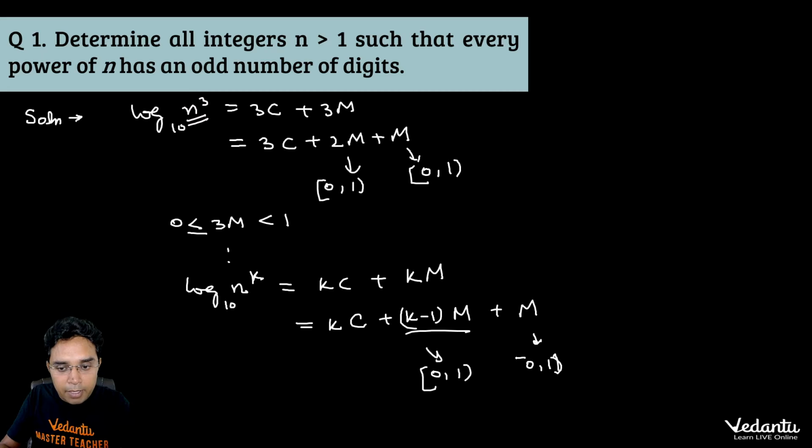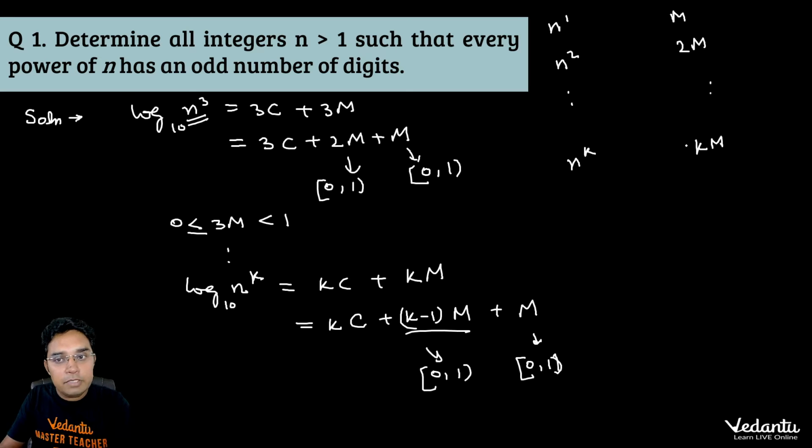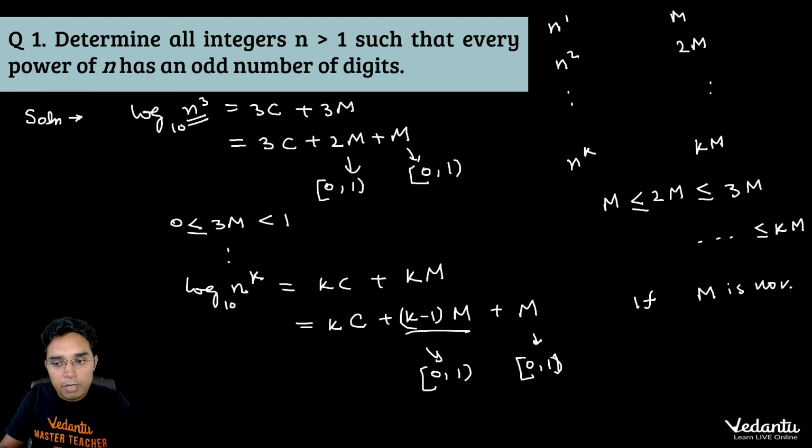So what you can see here is that for all the powers from n power 1, n power 2, and so on, n power k, we were having m, then 2m, and so on, km. And you can see, because m is a positive number, m is less than 2m, less than or equal to 3m, and so on, less than or equal to km. Now if m is non-zero, this above one is an increasing sequence.